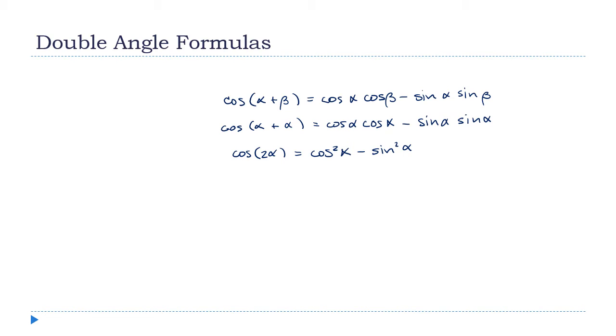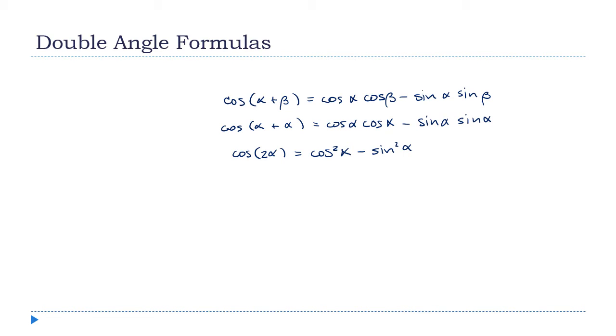Like I said, I'll let you work through the sine and tangent ones. You do them exactly the same way. Take this sine alpha plus beta formula, replace beta with alpha, and just do some simplifying. And I'll summarize all of these on the last slide, so you do have them all together.